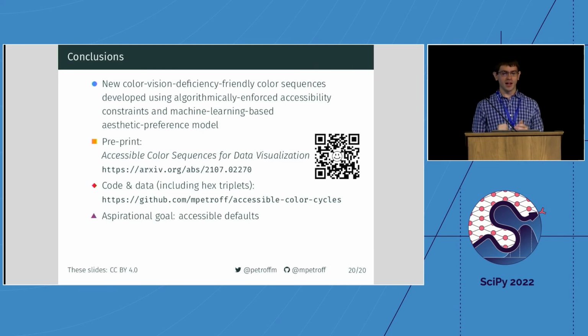And finally, a sort of aspirational goal is I'd like to see accessible defaults in commonly used plotting codes. The fact is people use defaults often without thinking about it. So if we use better defaults, that's an effective way to get people to make more accessible plots.